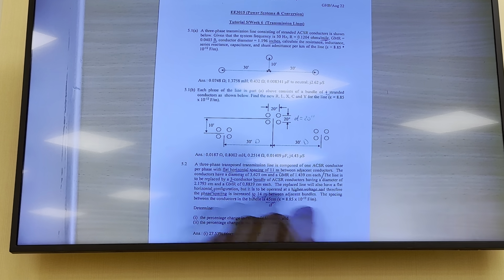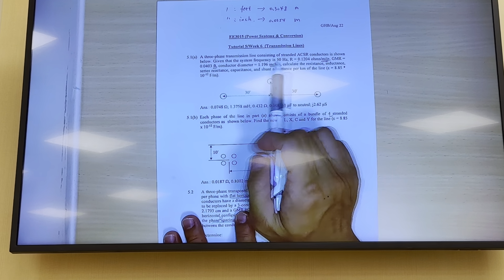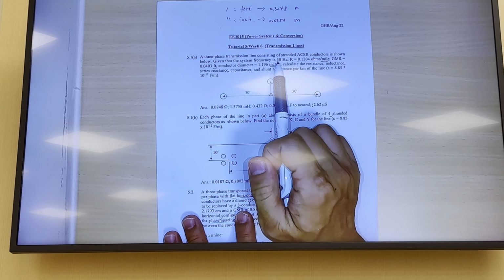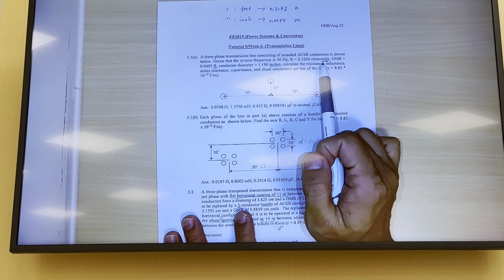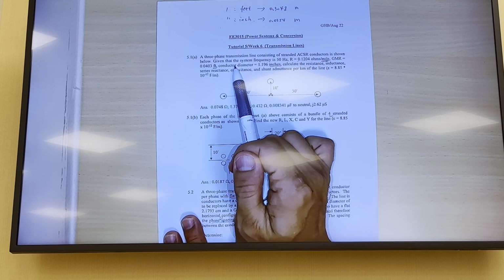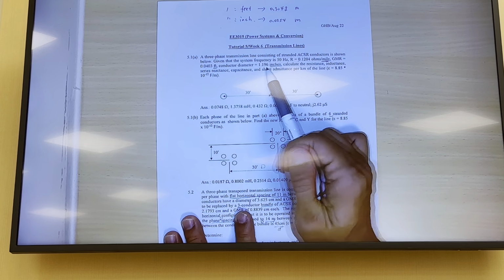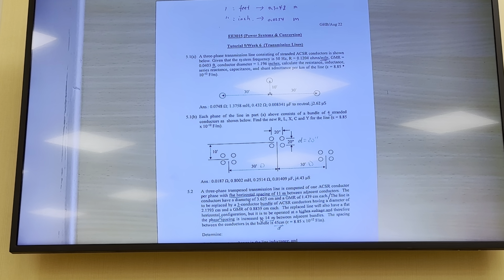Now look at the first one. We have this three-phase transmission line. Right? System frequency is 50, not 60. Please be careful. Then resistance is this value per mile. Okay? And the GMR is this value in feet. And the conductor diameter is this value in inch. Now, so far we have got three different length units, right? Mile, feet, and inch. So, of course, we finally convert them into meter.